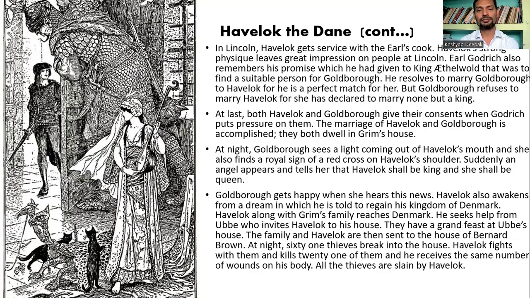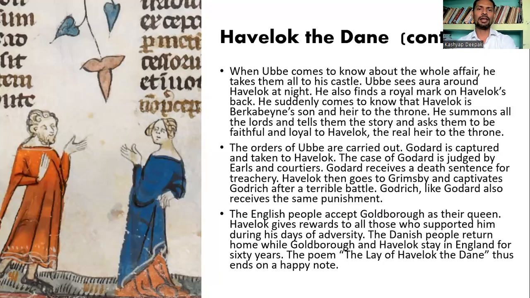Havelok fights with them and kills 21 of them. He received the same number of wounds on his body. All the thieves are slain by Havelok. And in the end, when Ubbe comes to know about the whole affair, he takes him to his castle.